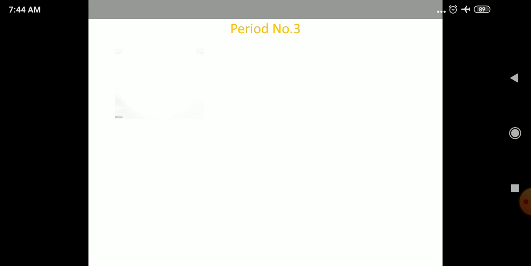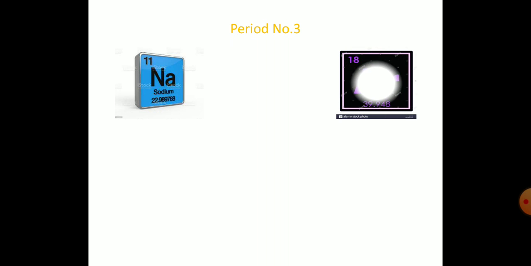Then come to period number 3. Okay, the first element of this period number 3 is sodium, whereas it ends with the inert gas argon. So the elements from sodium to argon comprise period number 3. What is the starting element of third period? Sodium. And what is the ending element of period 3? It is argon.